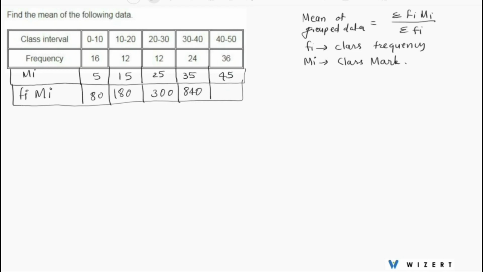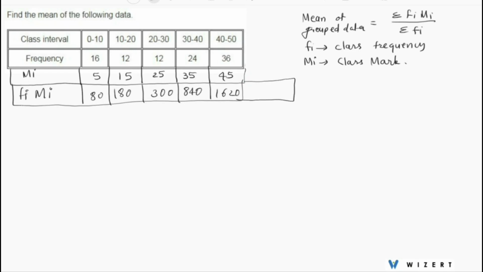So this is 36 multiplied by 45. So let's do this. 45, 36, 6 5s are 30, 6 4s are 24 plus 3 is 27, 5 3s are 15, 4 3s are 12 plus 1 is 13. So we get 1620. So these are the multiplication of each class frequency multiplied by class mark.